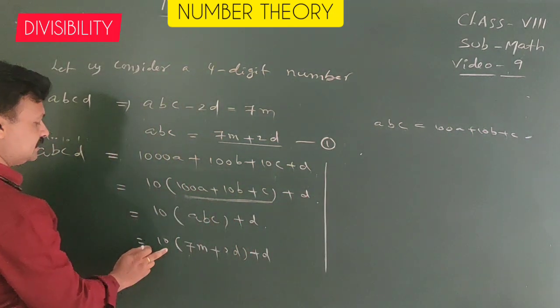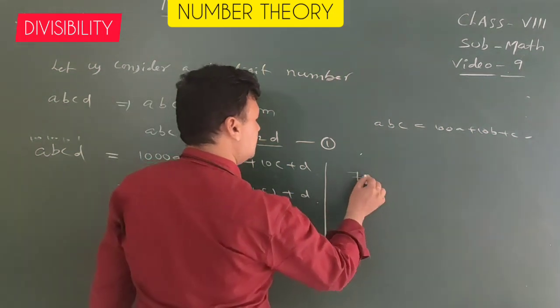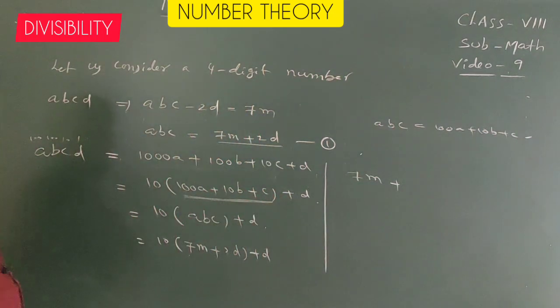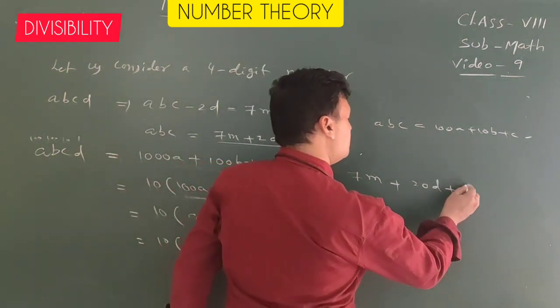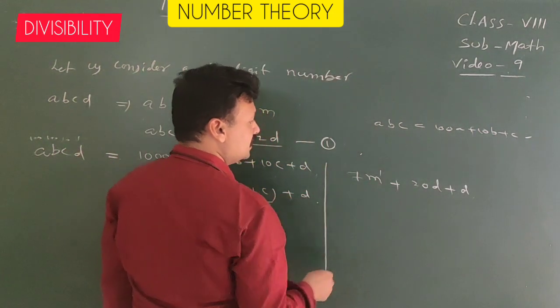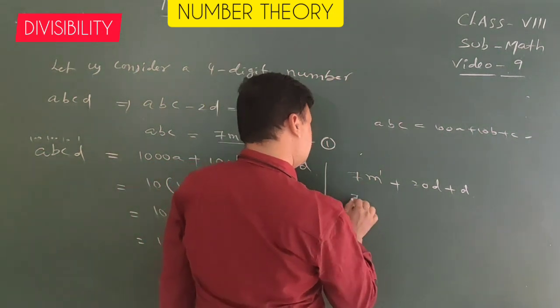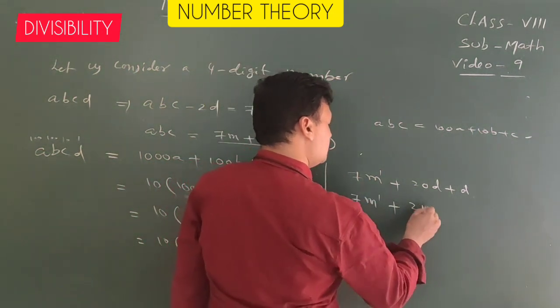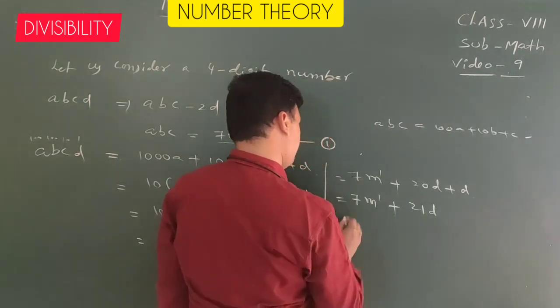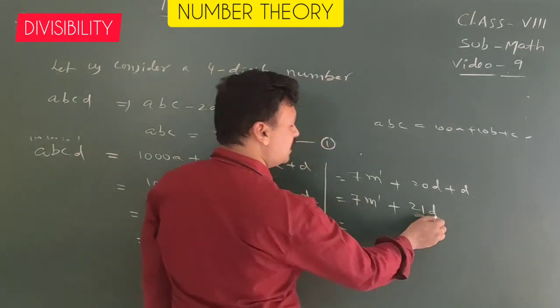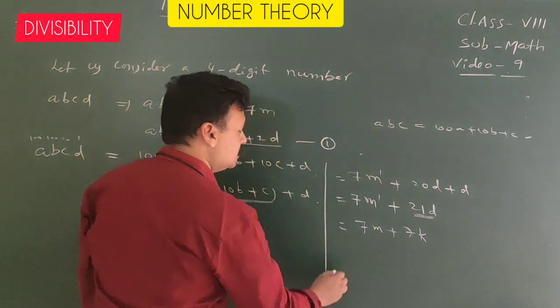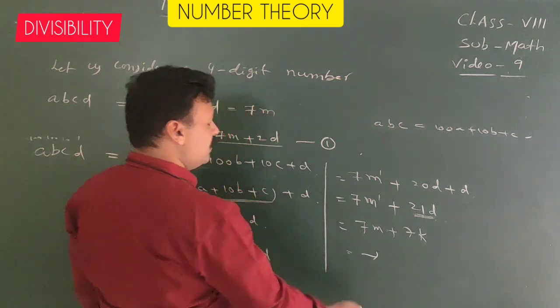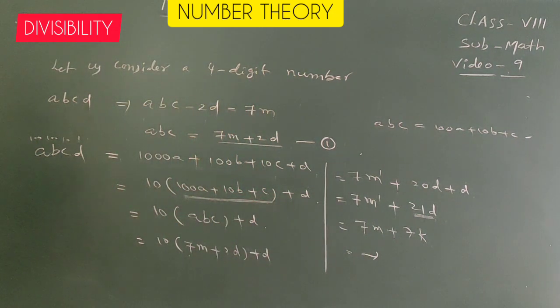Now we continue here. 10 into 7M is a multiple of 7 only. Now 10 into 2D is 20D, plus D. Now a multiple of 7 plus 21D. Now 21 is also a multiple of 7. Here this one is also a multiple. So in total the number is divisible by 7.